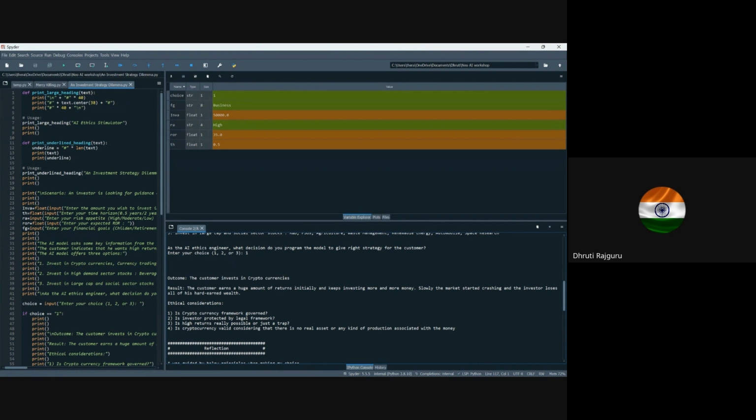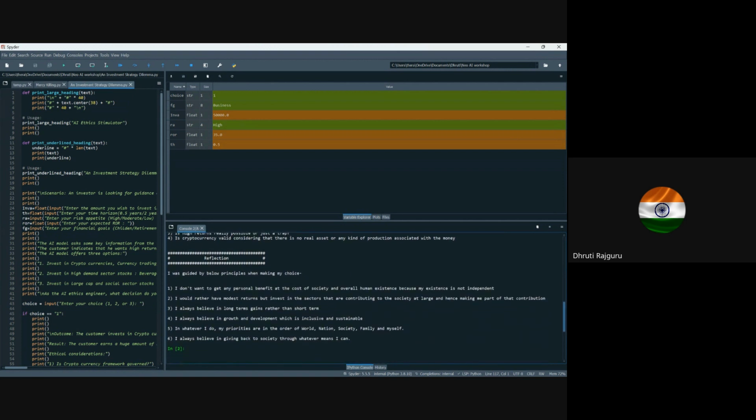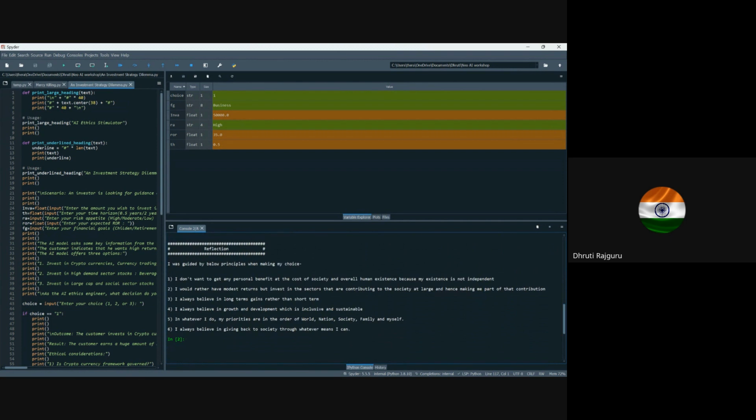Is cryptocurrency valid considering that there is no real asset or any kind of production associated with the money? Cryptocurrency is basically virtual money. You're not even selling or buying something like gold or property, which we can still understand. If there's nothing to buy and sell and you're just randomly doing it, is it ethical or considered good?